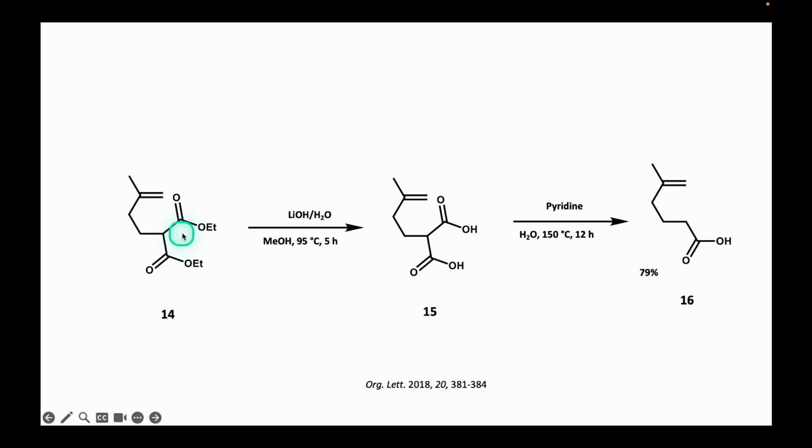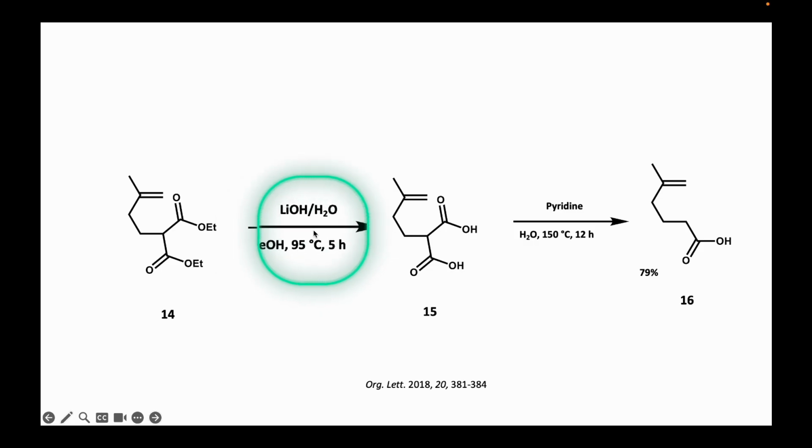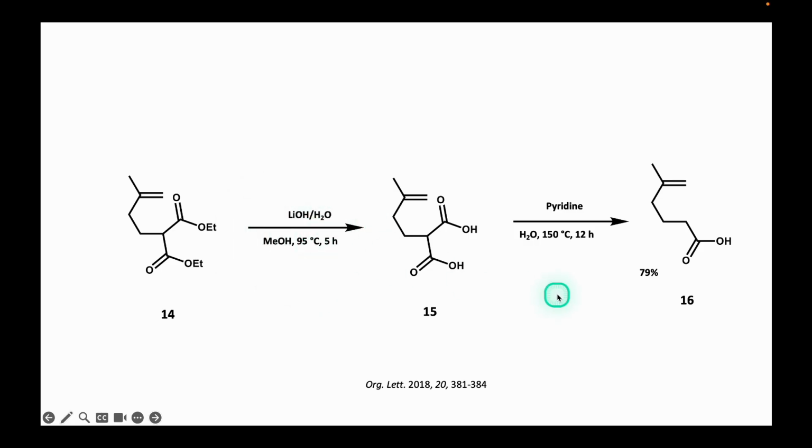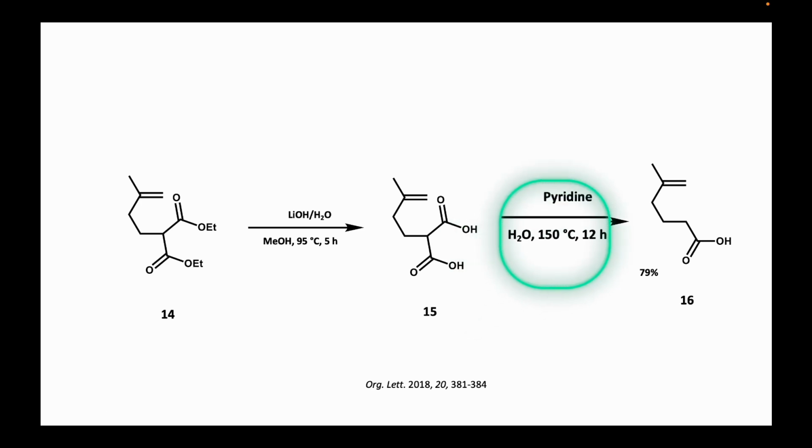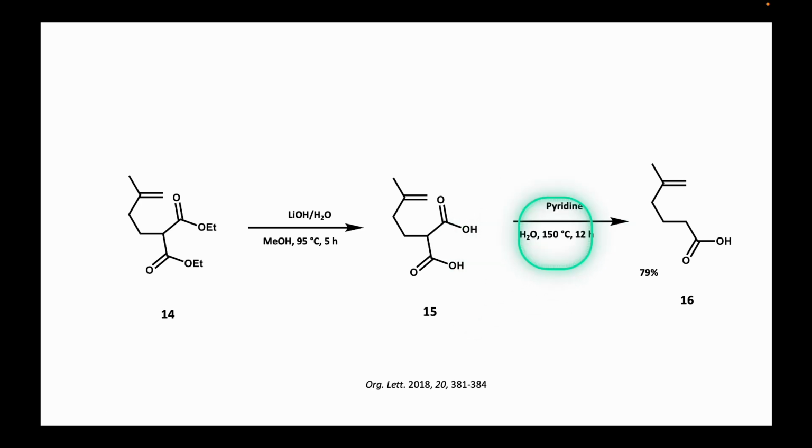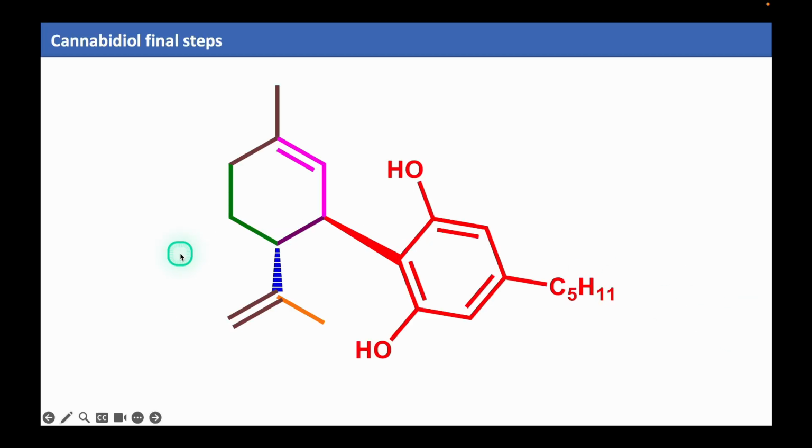The ester groups are subjected to hydrolysis with lithium hydroxide to produce diacid 15. Subsequently, 15 is heated in the presence of pyridine to induce decarboxylation, leading to the formation of monoacid 16. Final steps in the synthesis of cannabidiol.